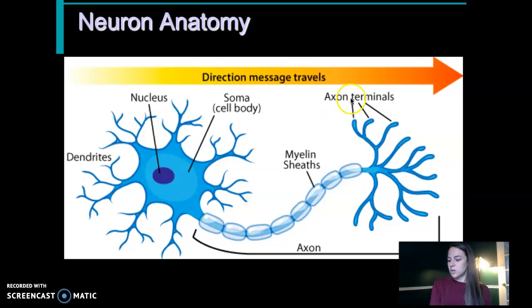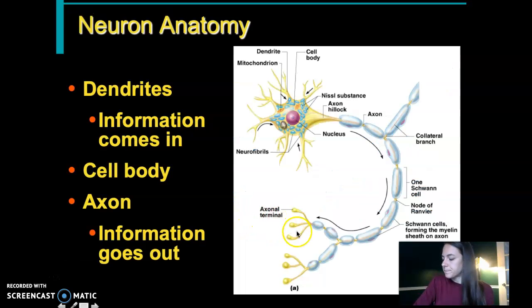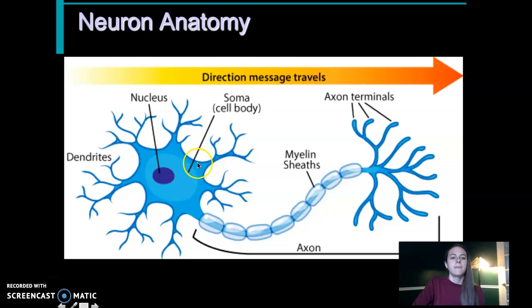I also want to show you, let's go back here. No, sorry, we'll stay here. For your labeling, again, these projections coming off of the neuron are dendrites. This large area right here is the cell body. Inside the center of the cell body is the nucleus, so this controls and directs the activity of the cell, just like all other cells. This long tail coming off of the cell body is the axon.